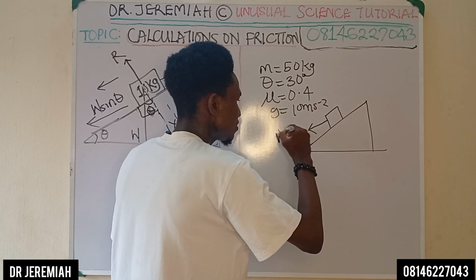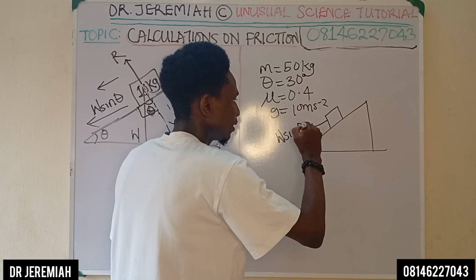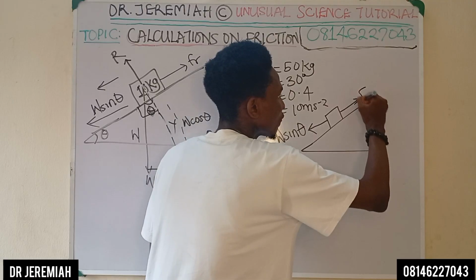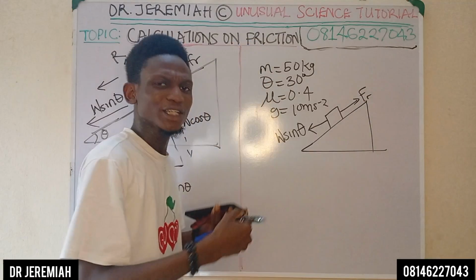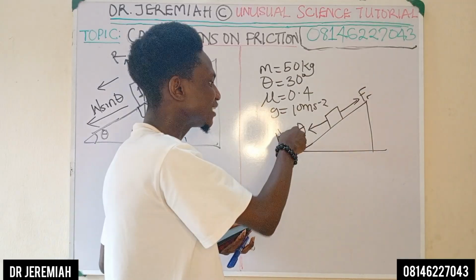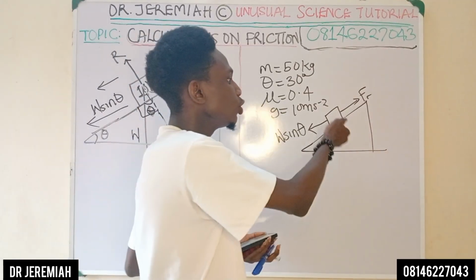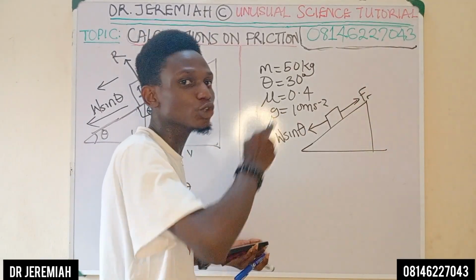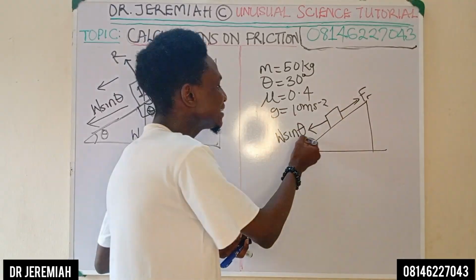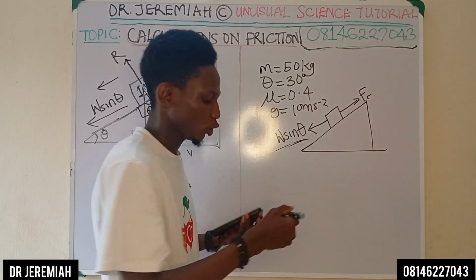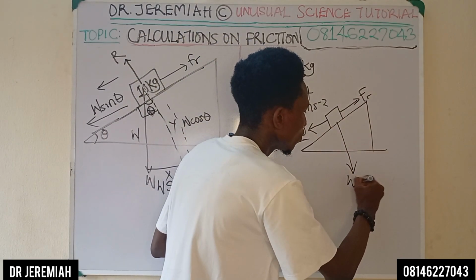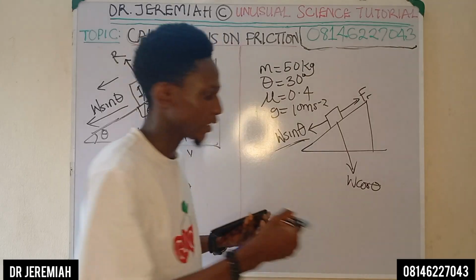So it means normally we have our W sin theta here. Since the body is sliding downward, it means frictional force is acting upwards. Simple thing, it opposes motion. The reason I drew this diagram is so we know whether it's sliding downwards or upwards. If it's sliding upwards, frictional force is acting here, and this guy is still here. W sin theta is always here, and W cos theta is always here.